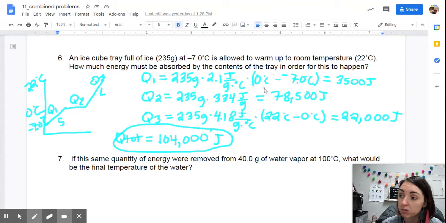This 0 here doesn't count towards my sig figs because it wasn't given to me in the problem. I just knew that was the melting point of water. It's what we call an exact number, so it doesn't count towards my sig figs.